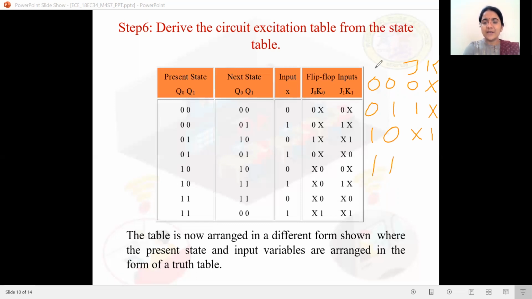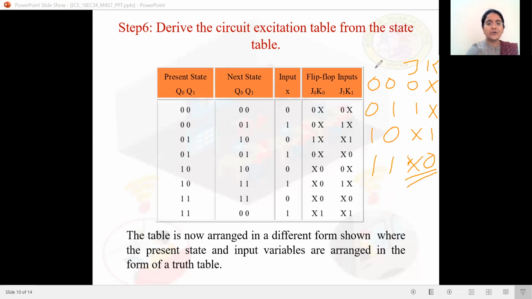And 1, 1. When the present state is 1 and if you want to get the next state as 1, so I'm writing here X, because here it may be 0 or 1. If it is 0, 0, whatever present state is there, it remains the same. If it is 1, 0, it will set the flip-flop. So this is the excitation table for the JK flip-flop.